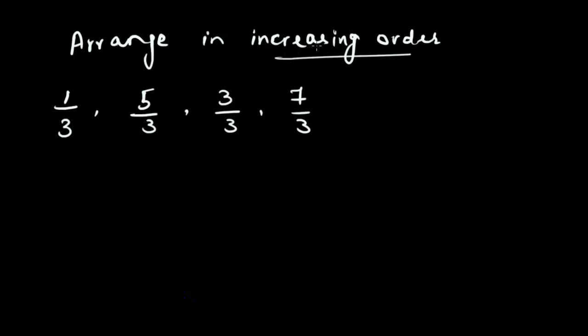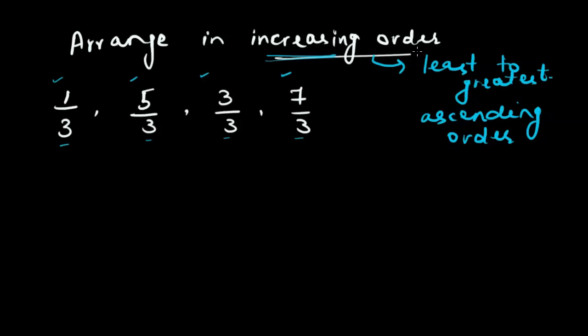Let's learn how to arrange fractions in order. Let's say we have 1 over 3, 5 over 3, 3 over 3, 7 over 3. And we notice that they have same denominators. If the denominators are same, we know smaller is the numerator, smaller is the fraction. We have to arrange these fractions in increasing order. Increasing means least to greatest. The question can ask you to arrange the fractions in ascending order or arrange the fractions from smallest to greatest. Increasing, least to greatest, smallest to greatest, or ascending order, they all mean the same thing.